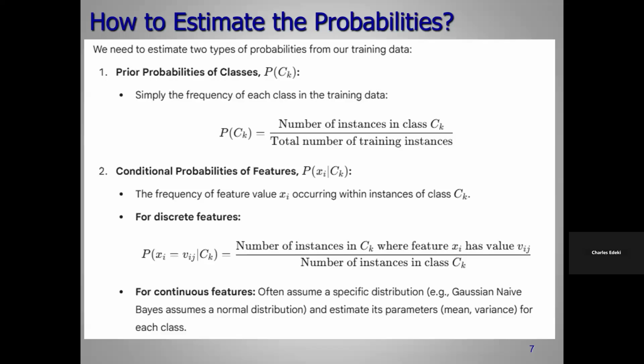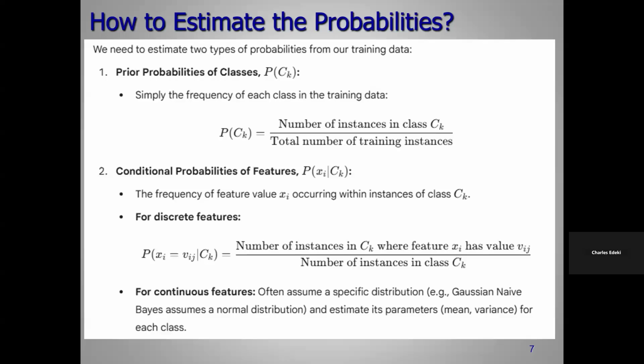Secondly, we're going to look for the conditional probability of the features. What's the probability of each feature, S1, S2, etc., so the probability of SI given CK. This is the frequency of the feature value SI occurring within the instances of class CK. The formula is given below: the number of instances in CK where the feature SI has the value VIJ, divided by the number of instances in class CK.